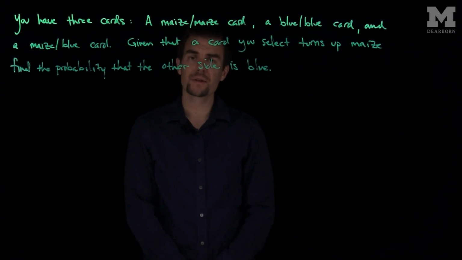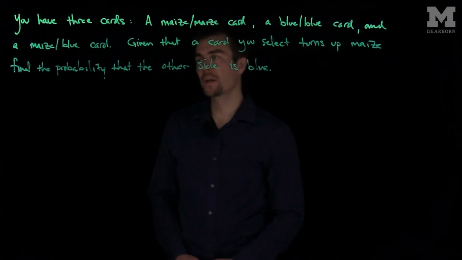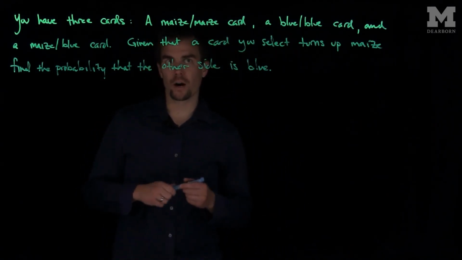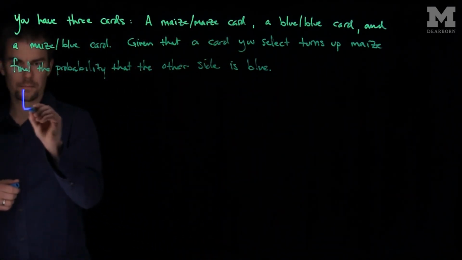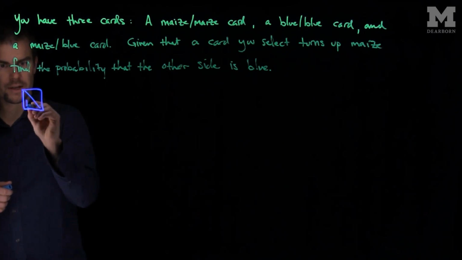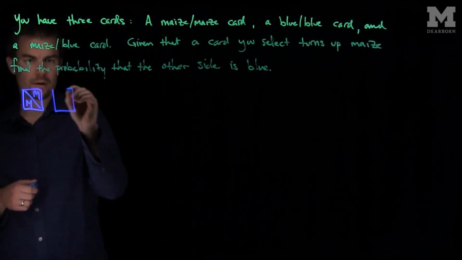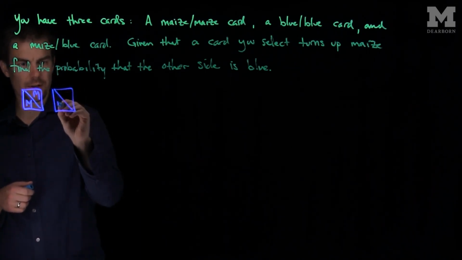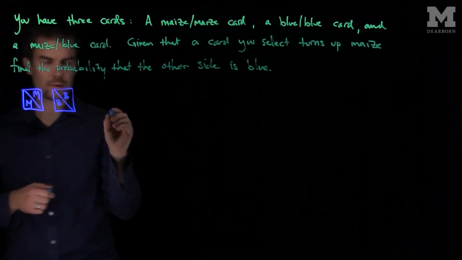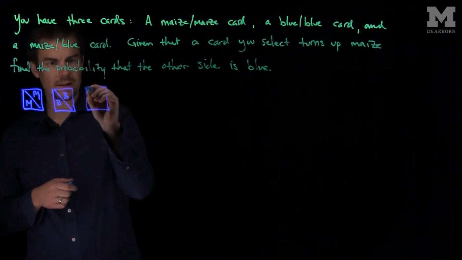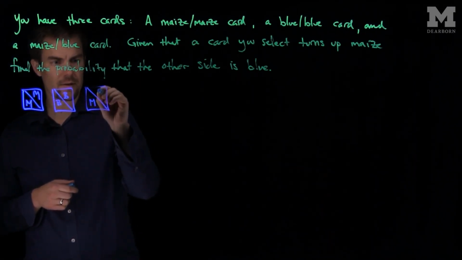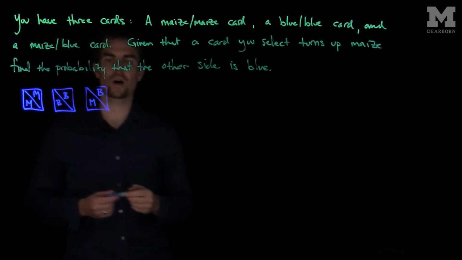Hello students, in this video we'll see an application of Bayes' theorem to compute a conditional probability. In this problem we have three cards. We have a card where the front is maize and the back is maize. We have a card where the front is blue and the back is blue. And we have a card where one side is maize and the other side is blue. So we have these three cards.